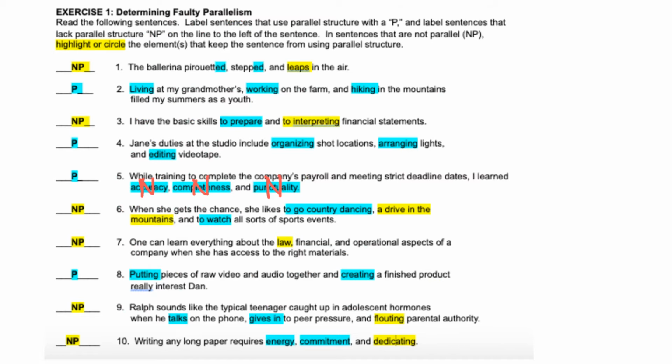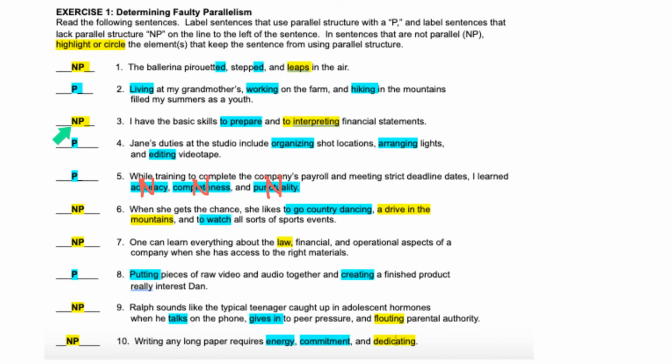My intention, though, was to have in yellow things that made the sentence go kind of out of whack, if you will, or had the sentence represent a lack of parallelism or faulty parallelism. Because even if we had verbs in number 1 in the example sentence, the form of the verb is important. These past tense verbs, pirouetted, stepped, and then the change to leaps, a present tense verb, throws the sentence out of parallelism. So that would need to be labeled as non-parallel.